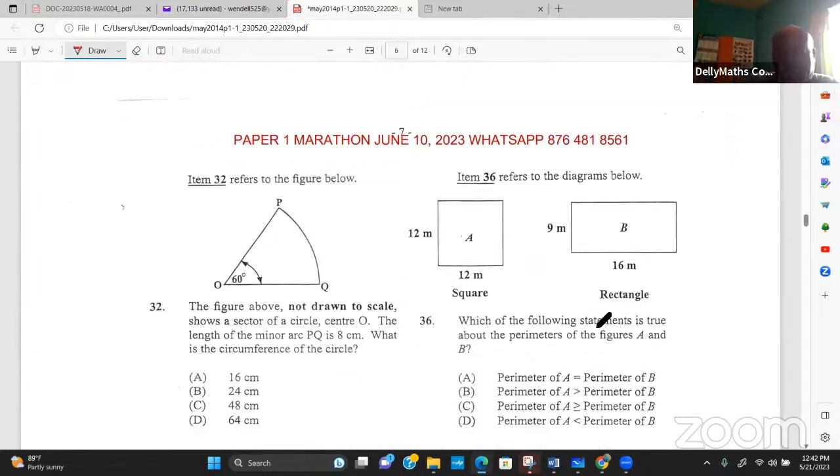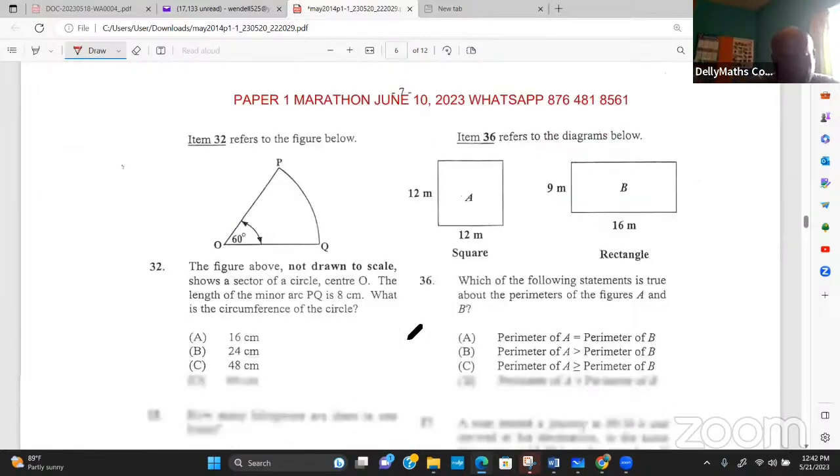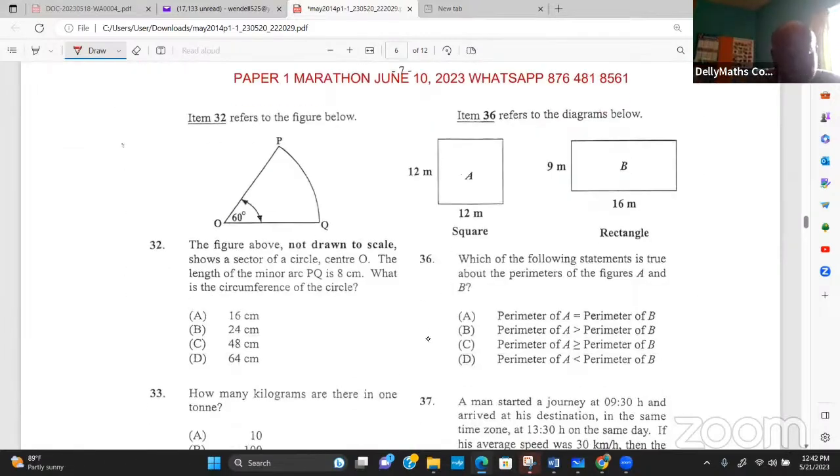All right, we're going. That was 31. Yeah, 32. The figure above, not drawn to scale, shows the sector of a circle, center O. The length of the minor arc PQ is 8. What is the circumference? So PQ is 8.